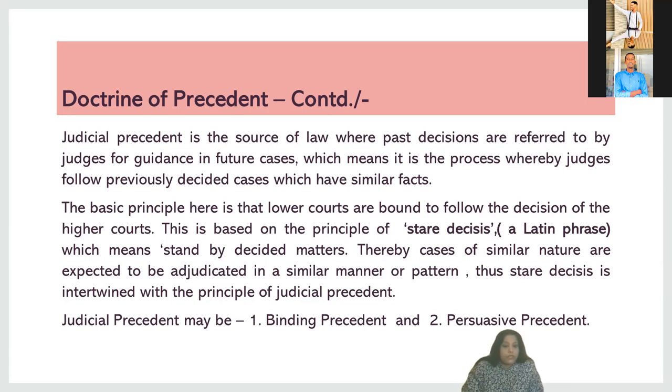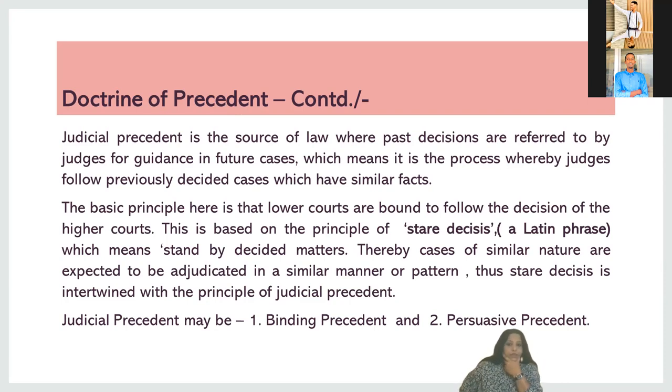Next, judicial precedent is also a source of law. That's what we said earlier. If a question is asked, what are the sources of law? The contemporary sources of law, of course, are the legislature, that is the body which makes laws. Then judicial precedents, that is judge-made law, and of course customs, traditions, and also international treaties. So this is one of the sources of law as well.